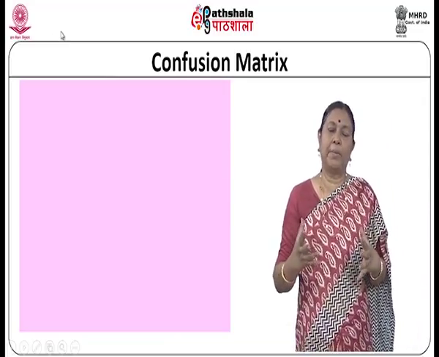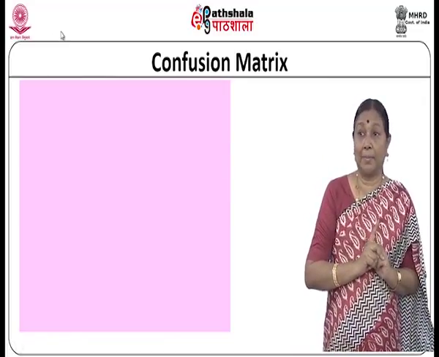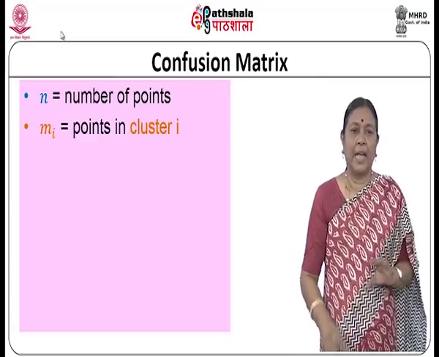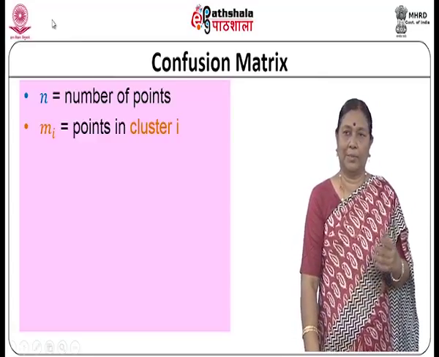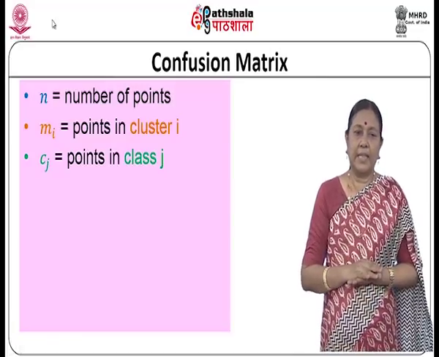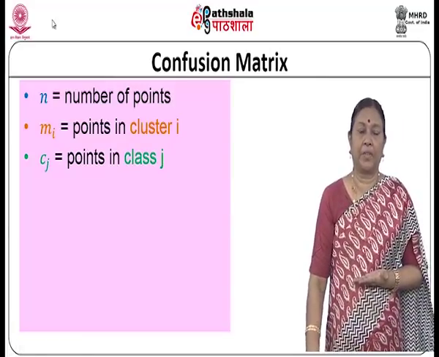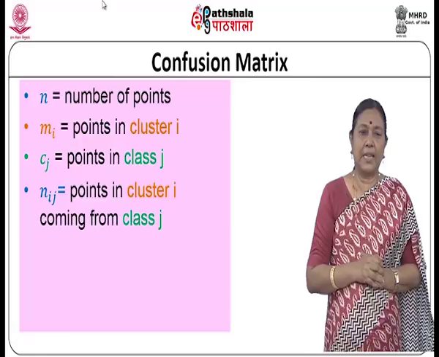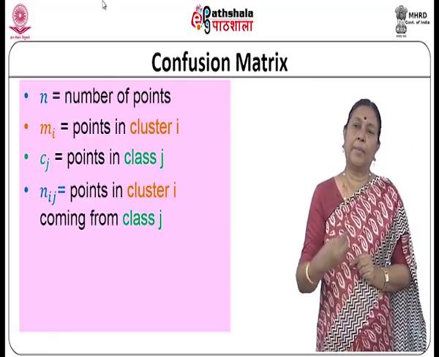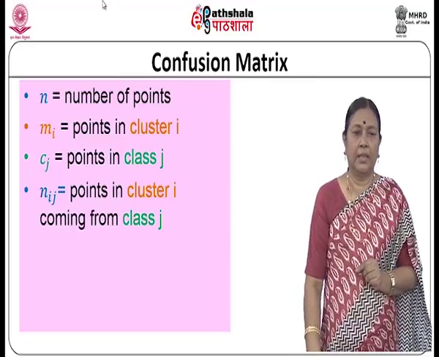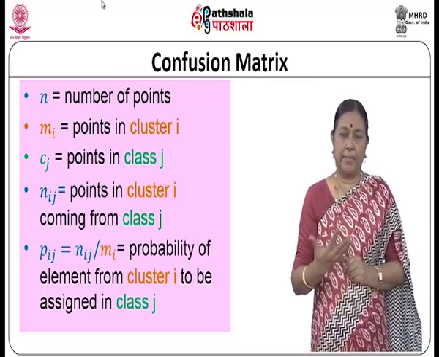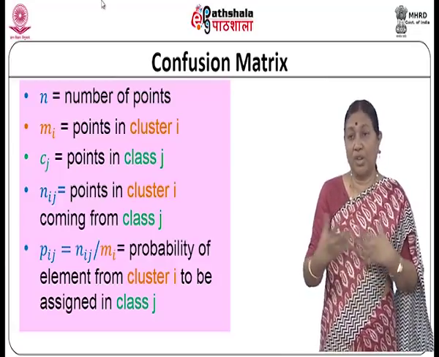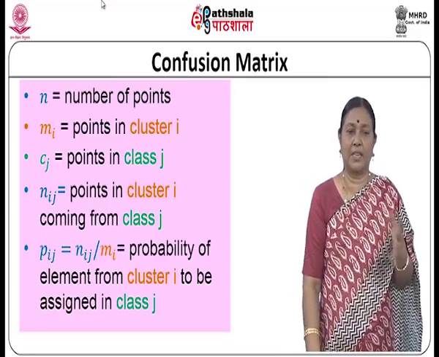Now, let us look at what we mean by a confusion matrix. We have already looked at the confusion matrix for binary attributes. Let n be the number of data points, mi be the points in cluster i, mj the points in cluster j, and cj the points in class j. Class means according to the ground truth. Nij is the points in cluster i coming from class j. And Pij is Nij divided by Mi, the probability of an element from cluster i being assigned to class j.